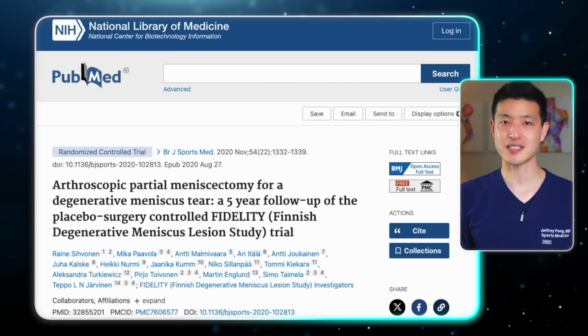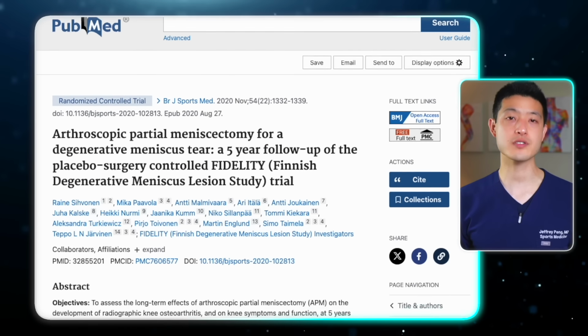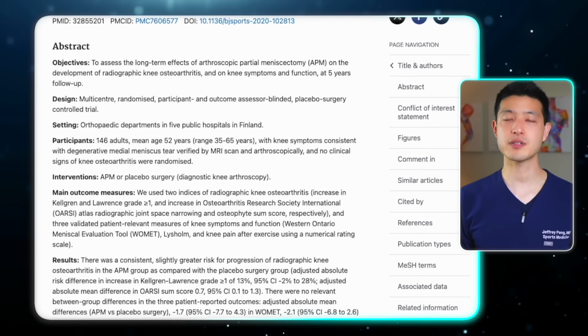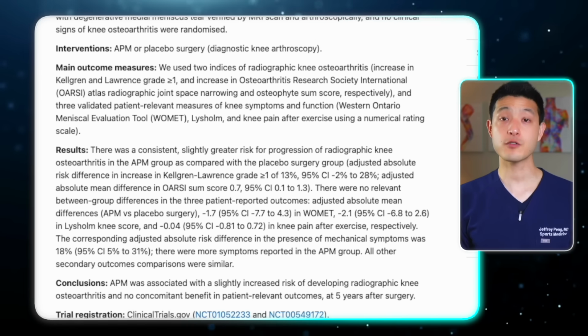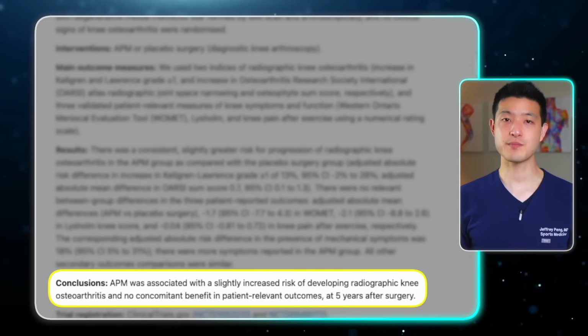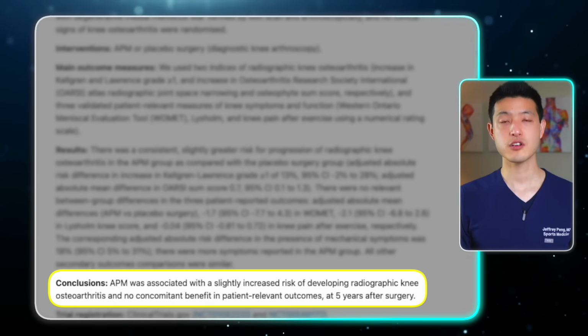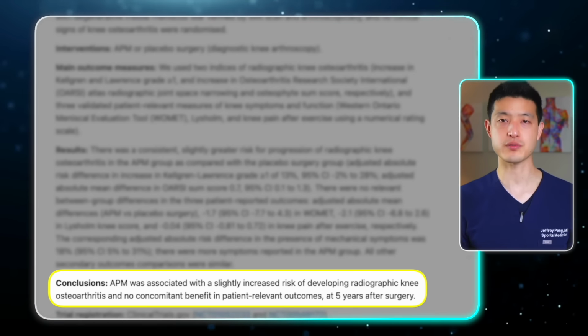More alarmingly is the data comparing arthroscopic surgery to a sham placebo surgery. First and foremost, there was no difference in patient outcomes at 1 year, 2 years, and 5 years post-surgery. This means that arthroscopic surgery offered no clinical benefit when compared to placebo surgery. What's worse is that the researchers found that arthroscopic surgery was associated with an increased risk of progressive arthritis when compared to a placebo surgery.